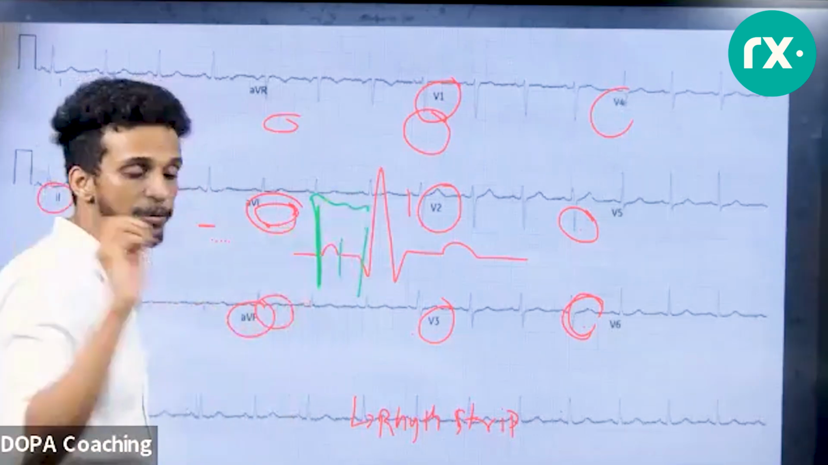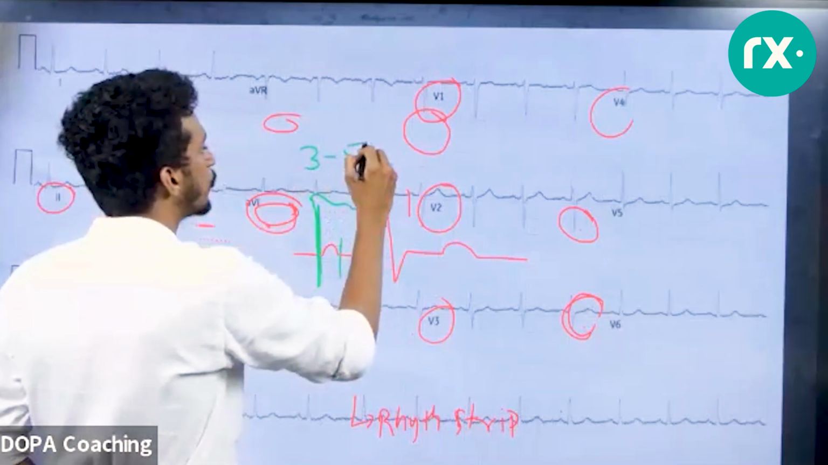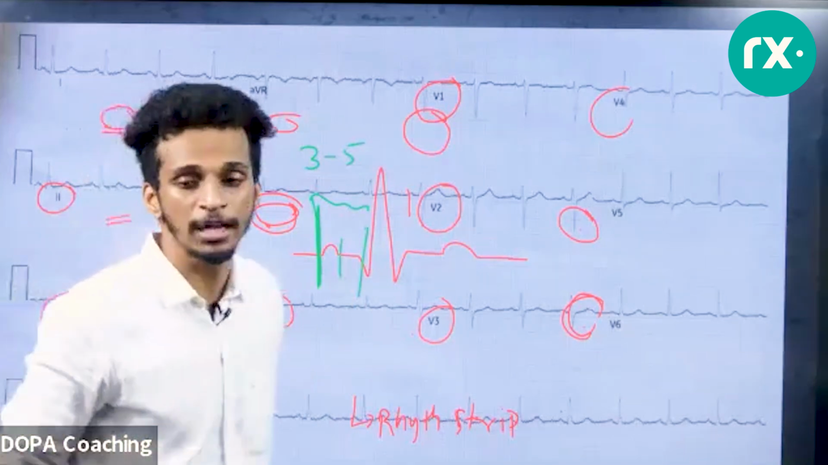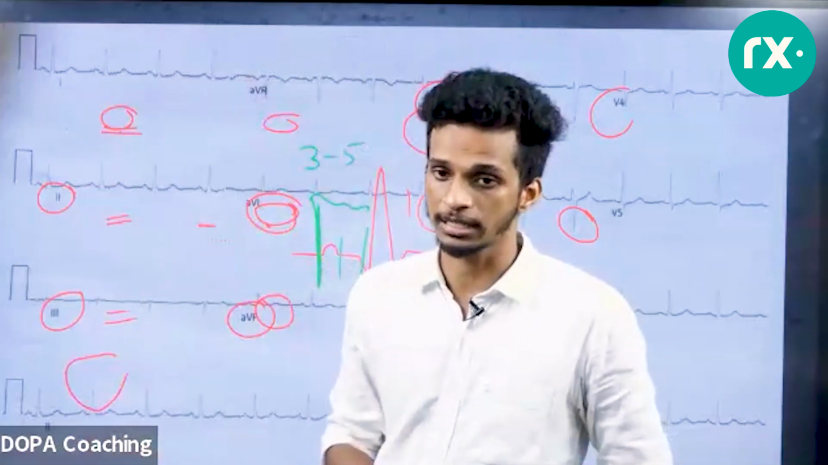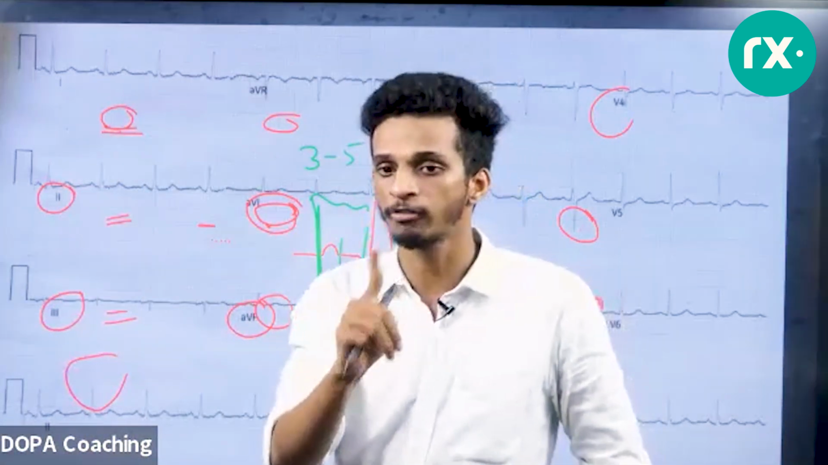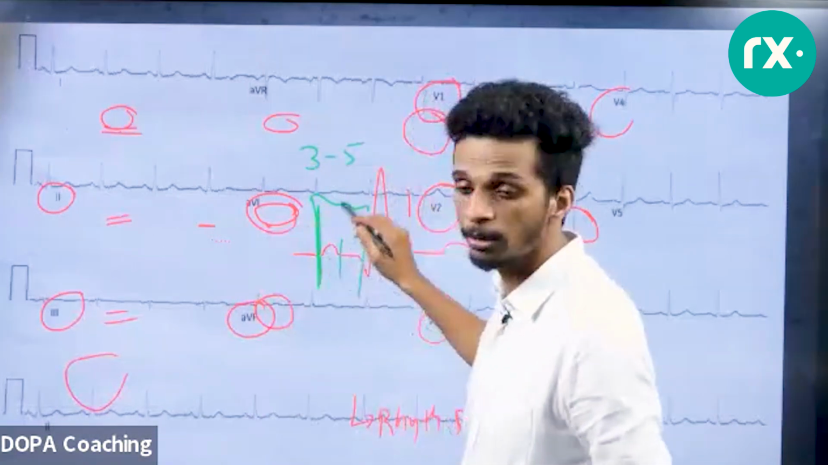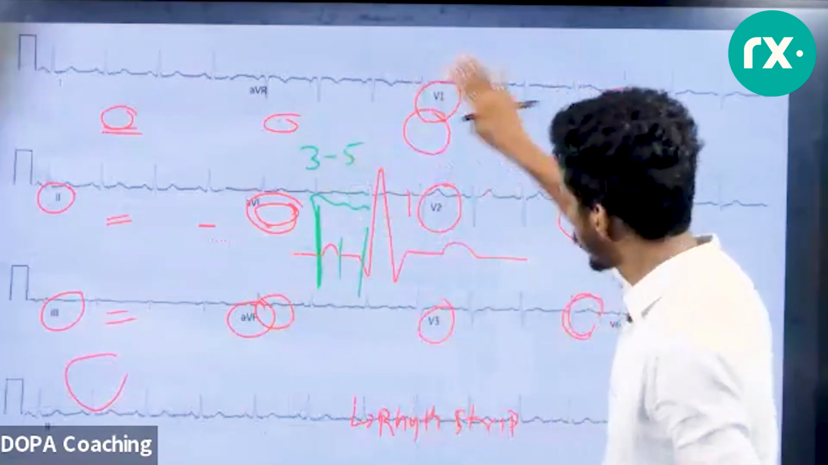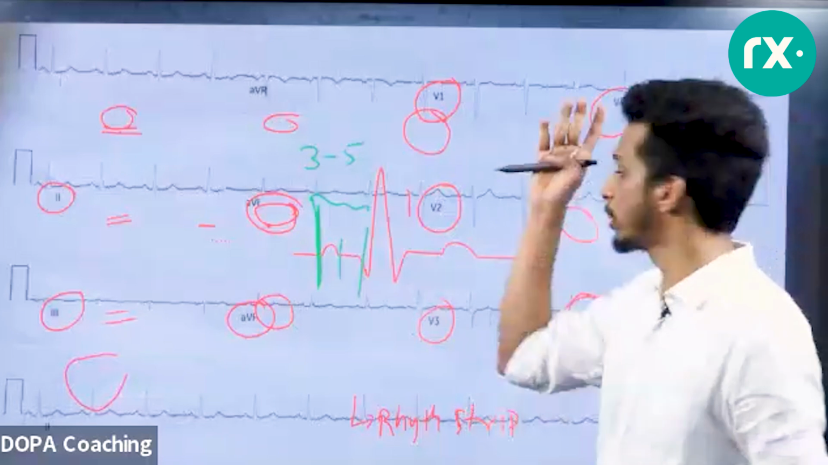And a normal PR interval, as I already mentioned, is 3 to 5 small squares, and 3 to 5 small squares make 120 to 200 milliseconds. So one important thing you need to remember from this is that the PR interval starts from the beginning of the P wave. Okay, so we have discussed how to look for an ischemic change in an ECG.